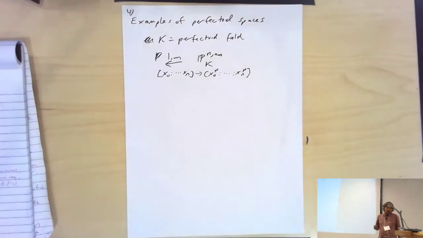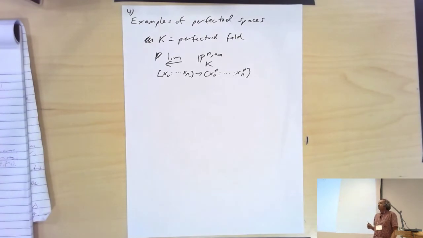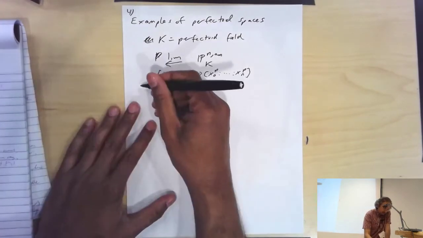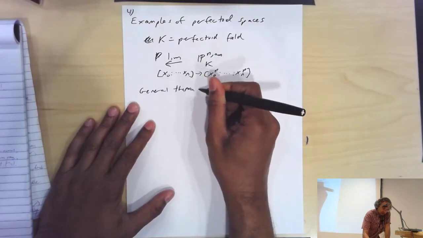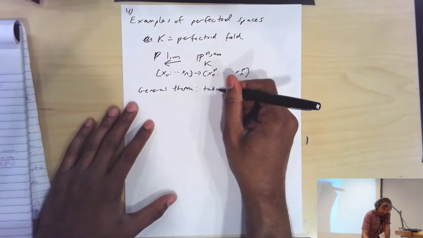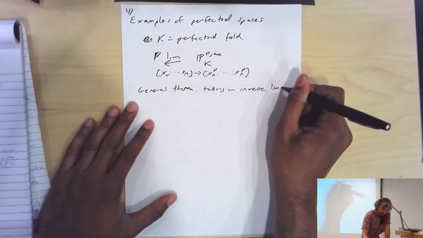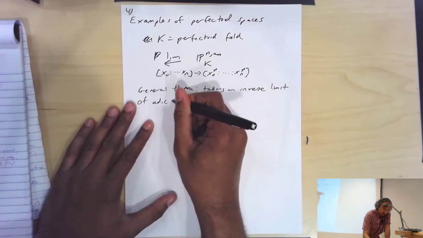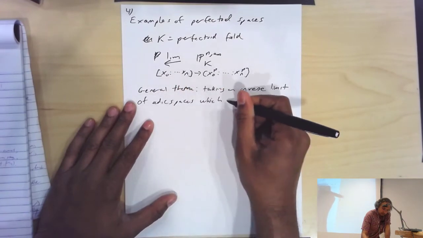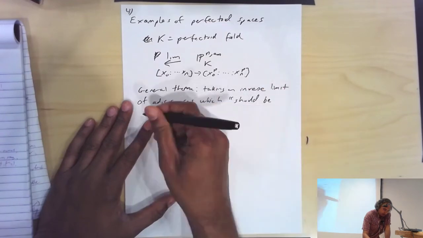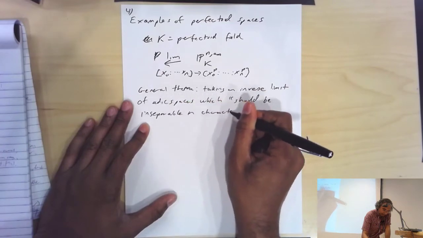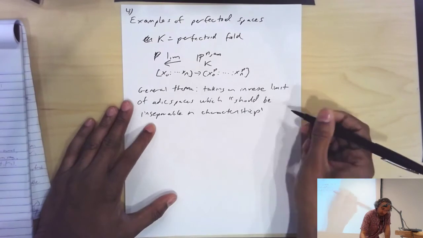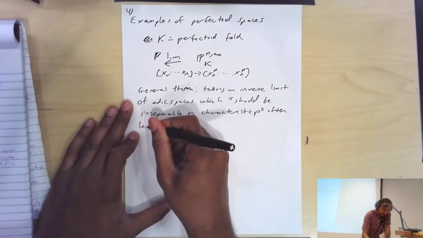So this is a general instance of a theme that you might identify, which is that taking an inverse limit of, say, adic spaces, which, so to speak, should be inseparable in characteristic P, often leads to a perfectoid space.